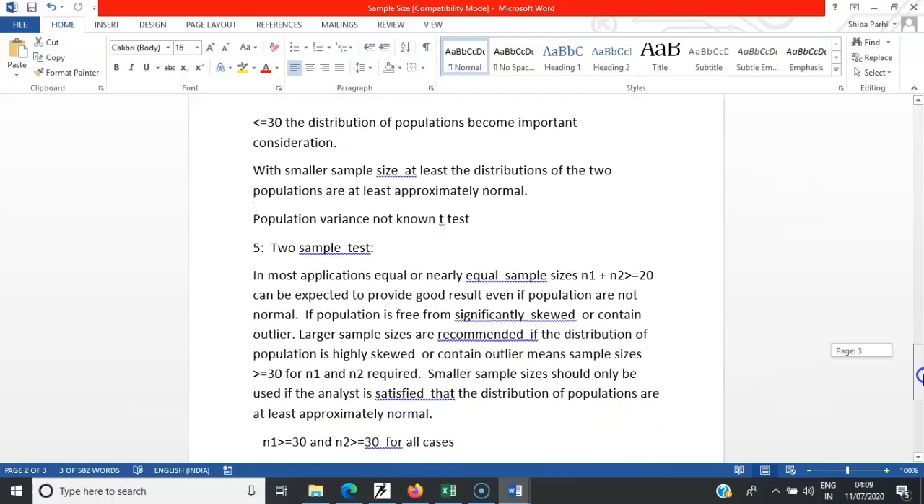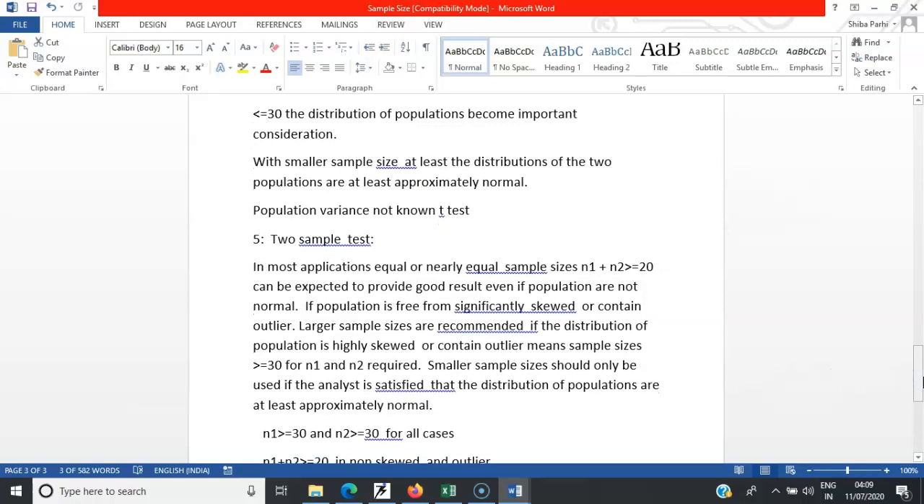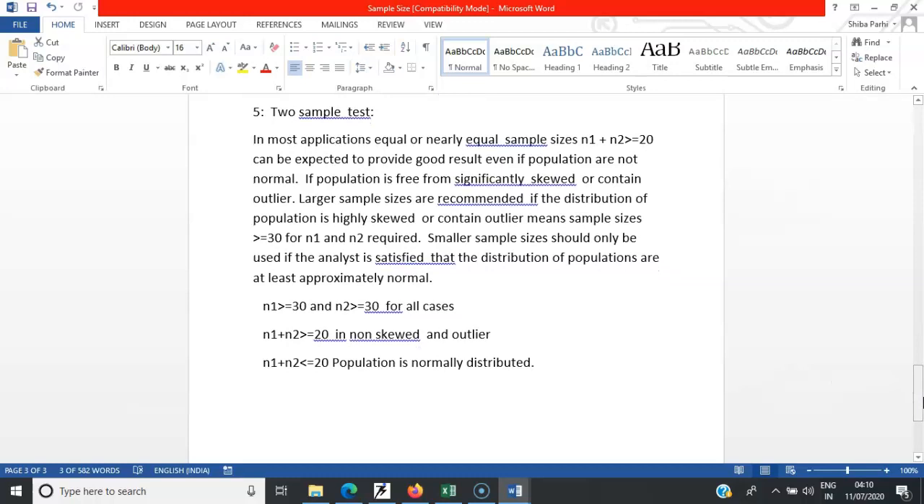In two sample tests in most applications, equal or nearly equal sample sizes with n1 plus n2 greater than 20 can be expected to provide a good result even if the populations are not normal. If the population is free from significant skew or outliers, large sample sizes are recommended. If the distribution of the population is highly skewed or contains outliers, sample sizes greater than 30 are required for both n1 and n2. Smaller sample sizes should only be used if the analyst is satisfied that the distribution of the population is at least approximately normal. So n1 greater than 30 and n2 greater than 30 for all cases.